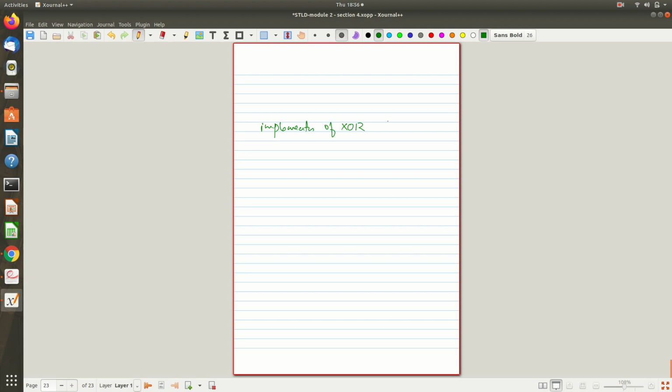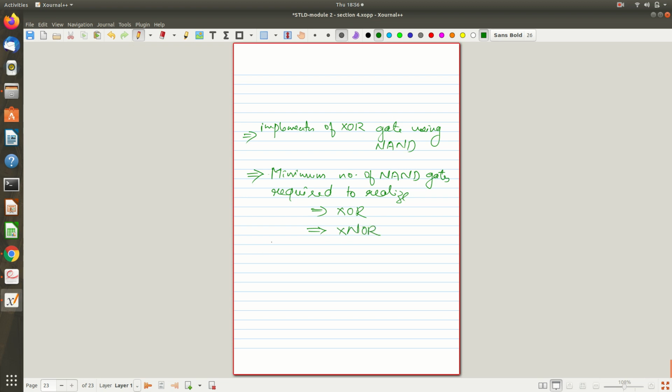XOR gate. Try this XOR gate using NAND. So, everywhere I just want the best implementation. I was asking you the minimum number of NAND gates used to implement an XOR gate, or let me write it clearly: minimum number of NAND gates required to realize it. Try this XOR as well as XNOR. Similarly, try the same for the minimum number of NAND gates or NOR gates. So both you try. Okay, fine.